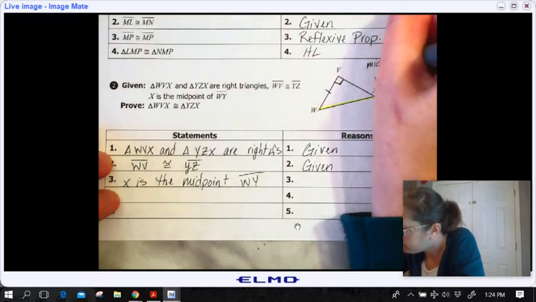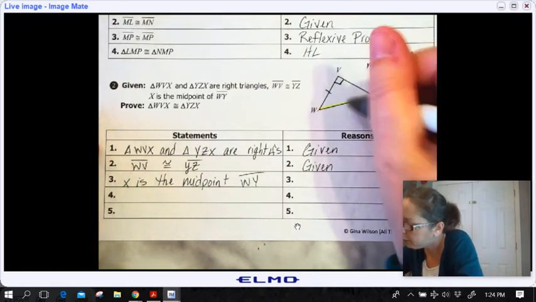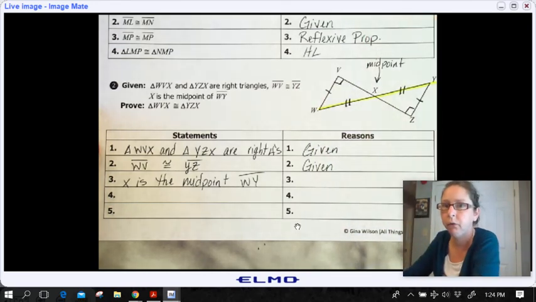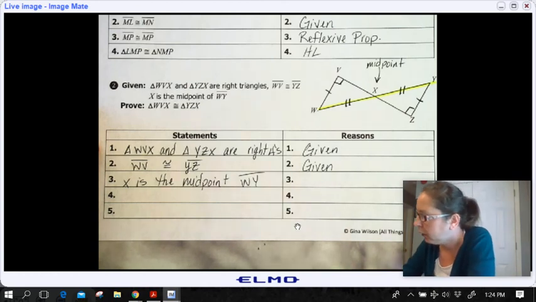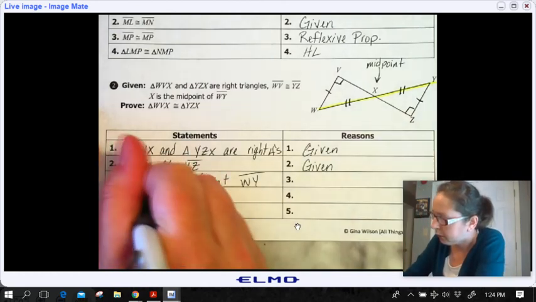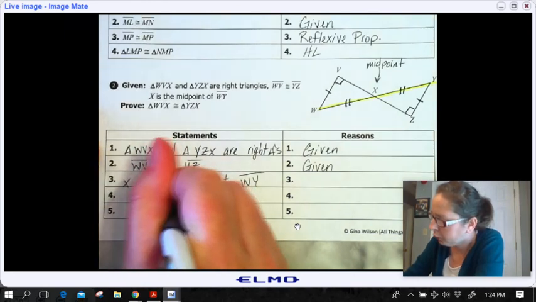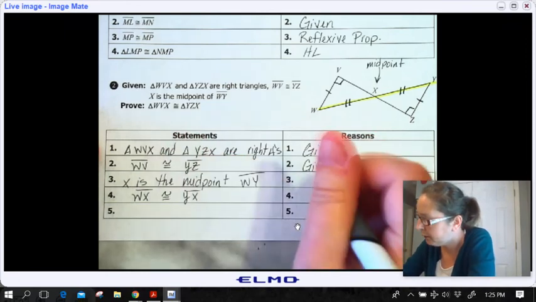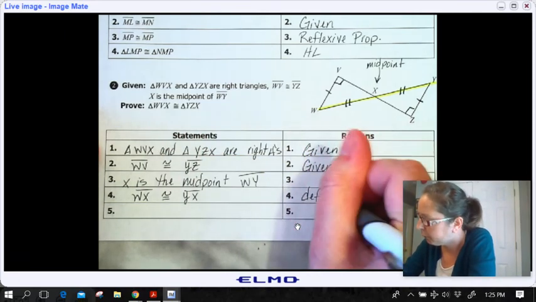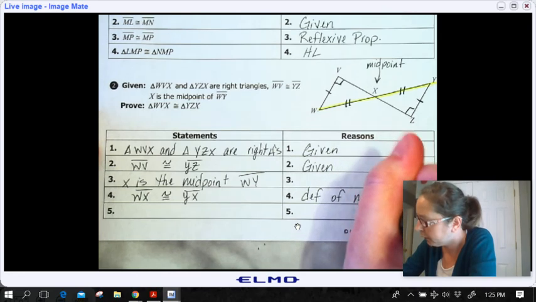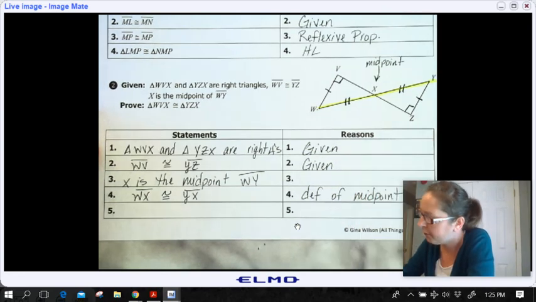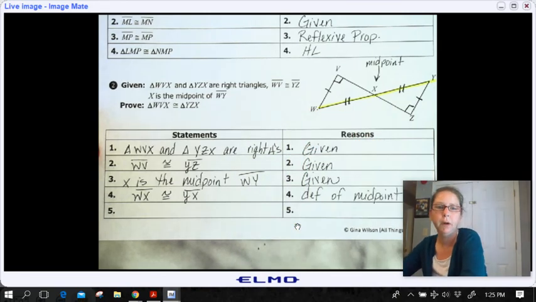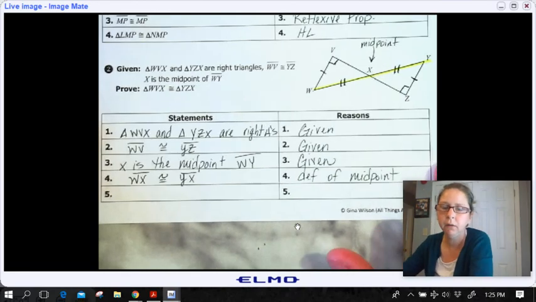Okay, so if X is the midpoint, then that means that this side and this side are congruent to one another. Okay, so WX is congruent to YX, and that is by the definition of midpoint. And I forgot to fill in this was given. Okay, so now I have filled in all the information I can.